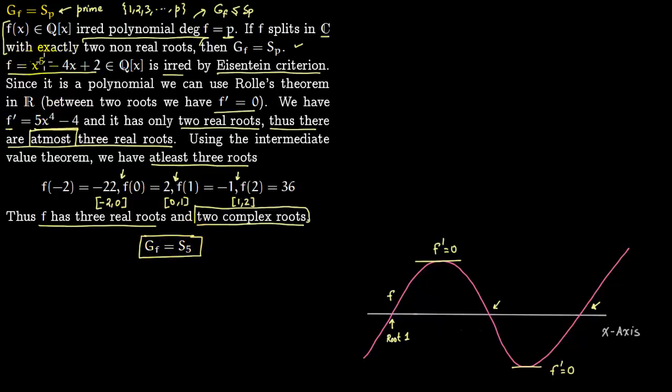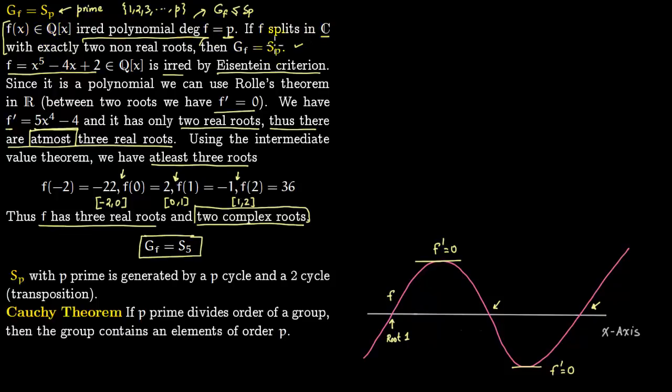So such a polynomial is insolvable, and we are going to use this result again there. So now we're going to prove this result. For this we are going to use two important facts. The first fact is this: S_p, that is the group of permutations on p integers with p prime, is generated by a p-cycle and a 2-cycle.